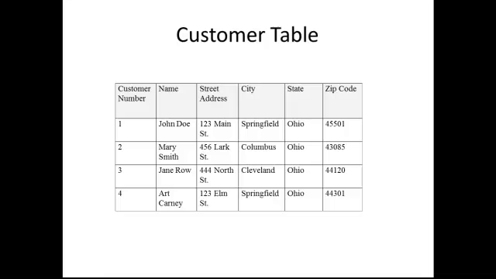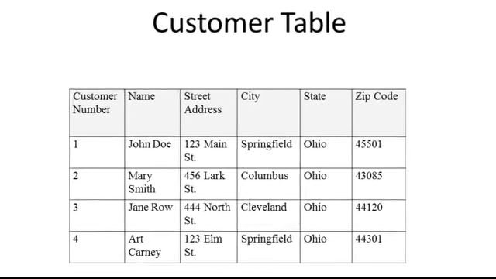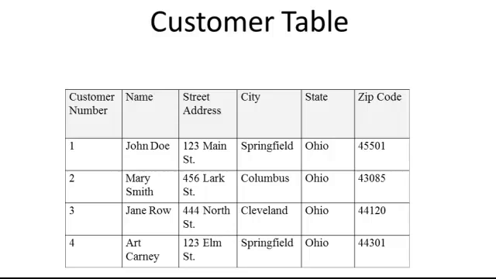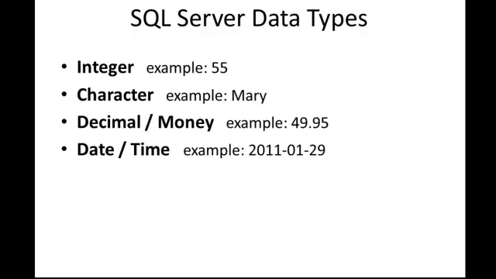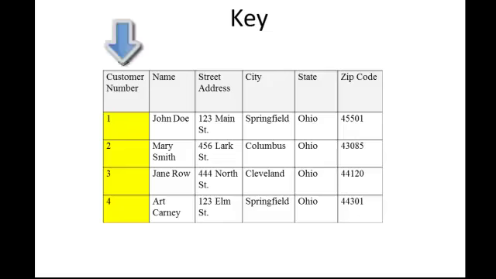Here is a table of customers. The columns or fields are customer number, name, street address, city, state, and zip code. In SQL Server, we'll have to pay attention to the type of data we can allow in each column. The common data types are integer, which are negative and positive whole numbers and zero; character, which are text, including letters, numbers, punctuation, and special characters; decimal and money, which are numbers with decimal places; and date and time is pretty self-explanatory.